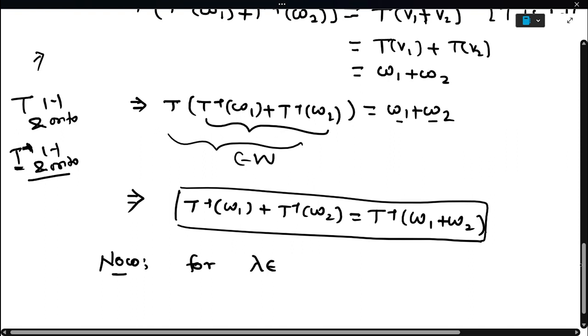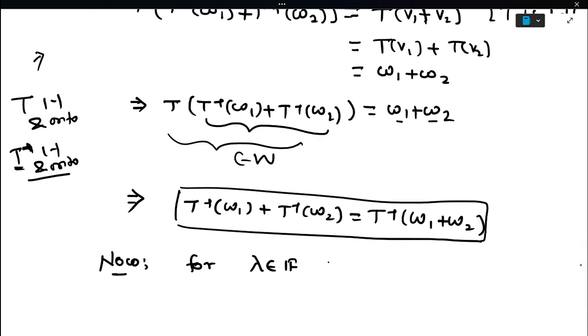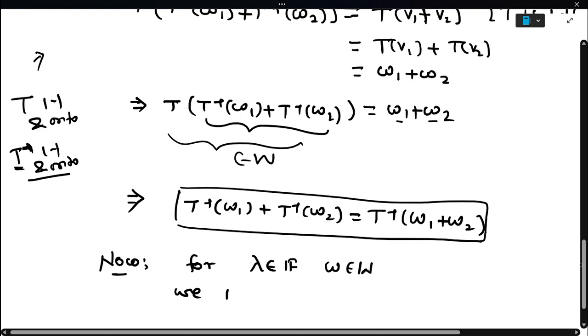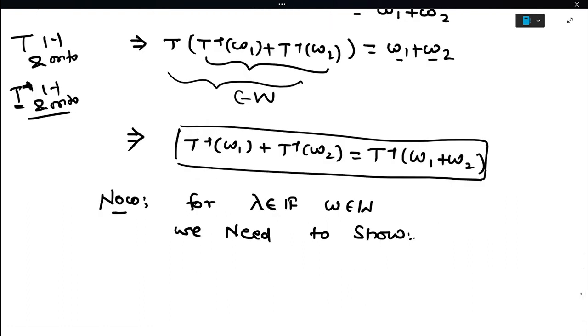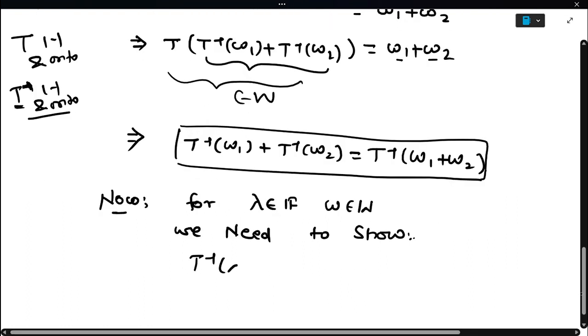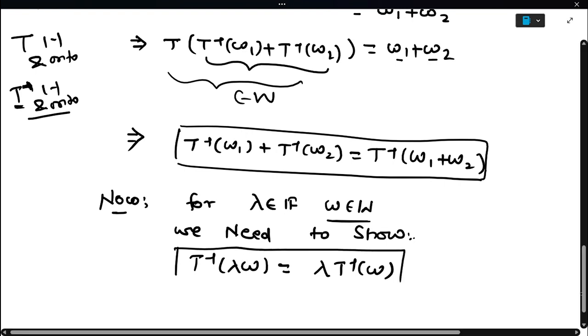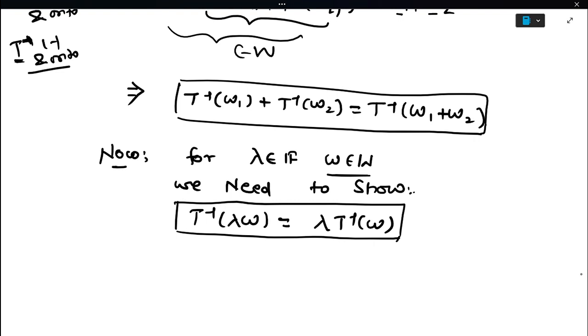Now for lambda belonging to the field and W belonging to capital W, what we need to show is that T inverse of lambda W should be equal to lambda T inverse W, for any W belonging to capital W. We need to show this one. How will we prove it? Okay, so let us take the RHS.